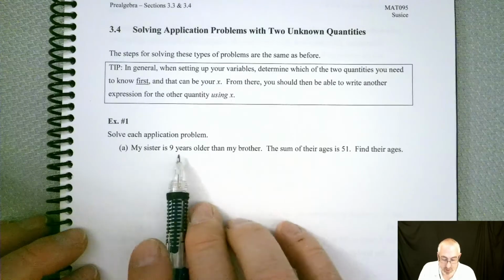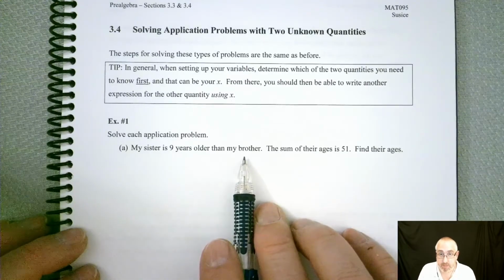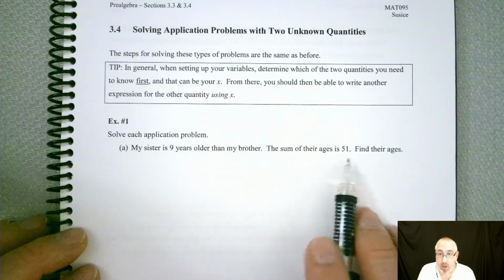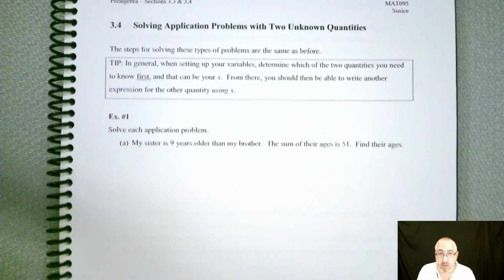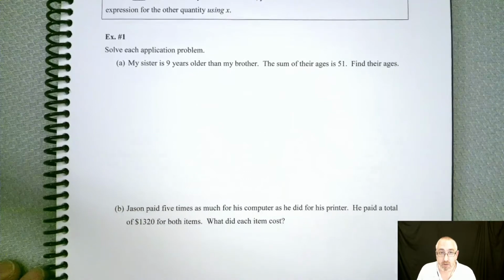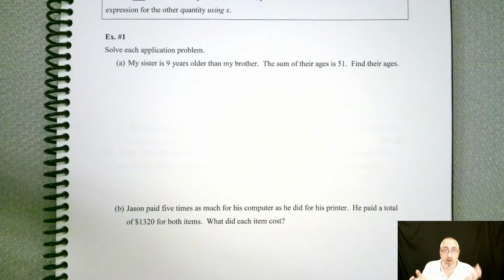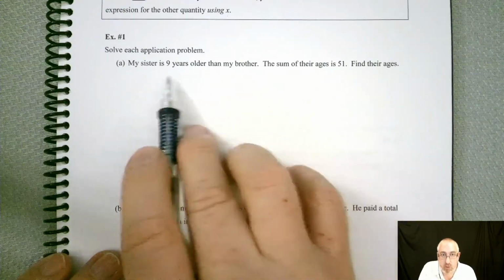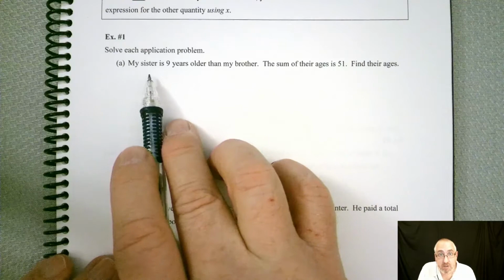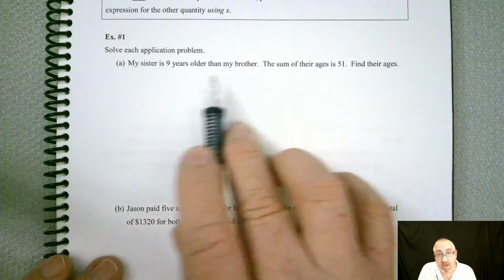My sister is 9 years older than my brother. The sum of their ages is 51. Find their ages. Now, you got two things that you're trying to find out. You got your sister and your brother. But now one of those can be determined once you know what the other one is. So you have to determine what that first thing is before you can figure out the other thing. So which of those two is it? Do you need to know your sister first, or do you need to know your brother first based on the way this is worded?